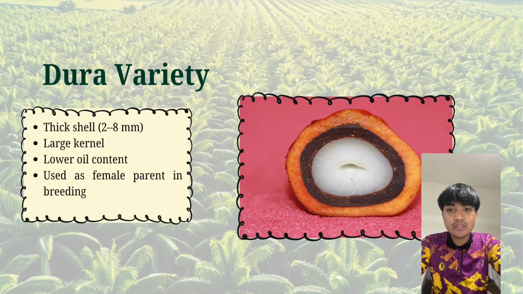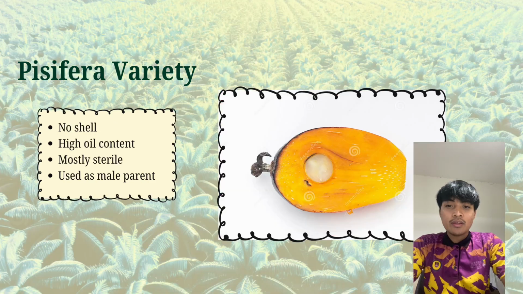Even though Dura is not widely planted commercially today, it is still important in breeding programs because it is commonly used as the female parent during crossbreeding. Dura palms are also known for producing bigger bunch size compared to Tenera.